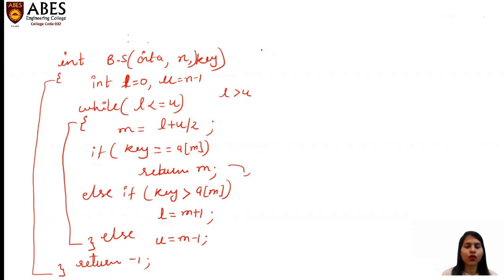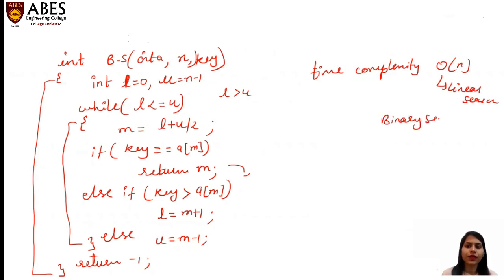So this is the code of binary search. Now you can compare linear search and binary search. Binary search is beneficial over linear search because the time complexity of linear search is order of n, and the time complexity of binary search is order of log n, which is less than linear search, because in binary search we are not searching the whole array. We are searching only in sub-array parts.